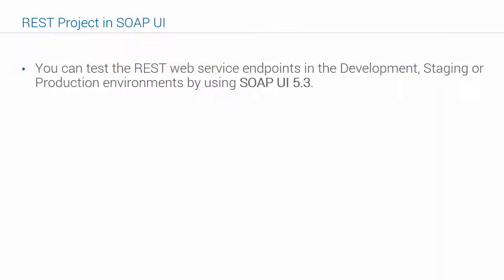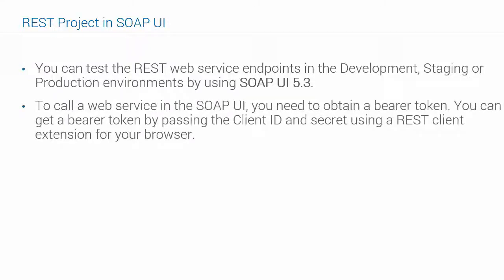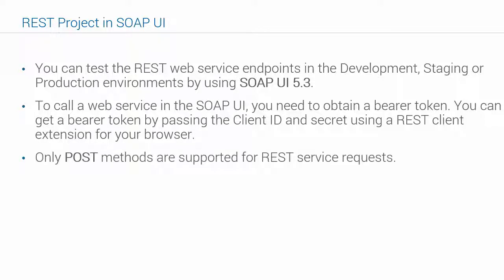You can test the REST web service endpoints in the development, staging, or production environments by using SoapUI 5.3. To call a web service in SoapUI, you need to obtain a bearer token. You can get a bearer token by passing the client ID and secret using a REST client extension for your browser. Only POST methods are supported for REST service requests. For more information, see the SoapUI video.